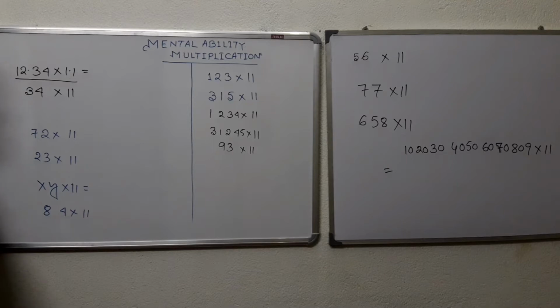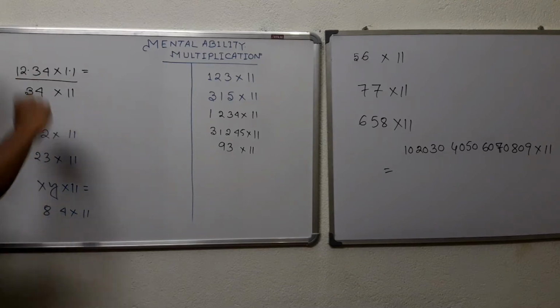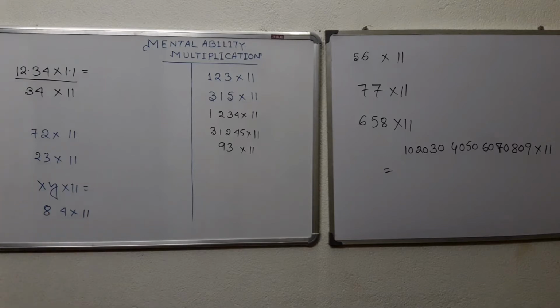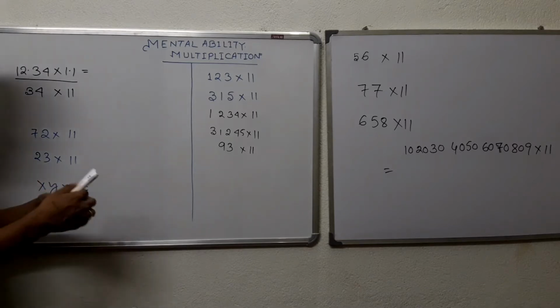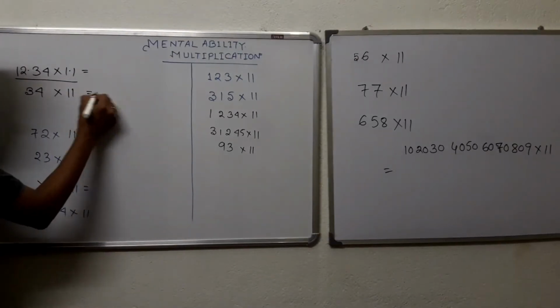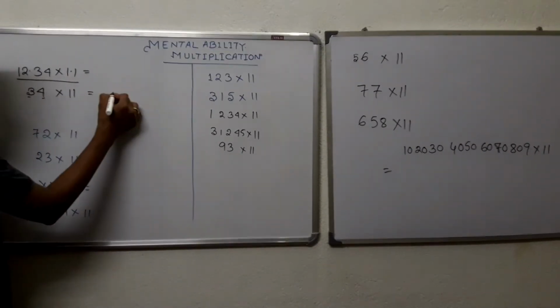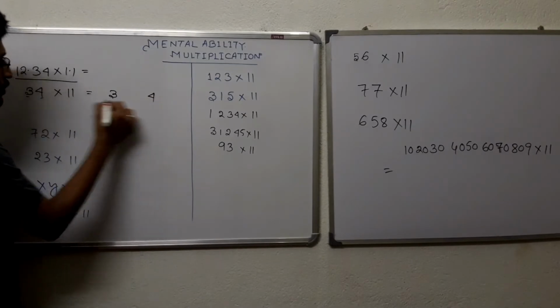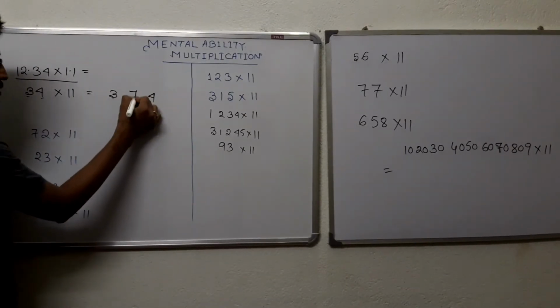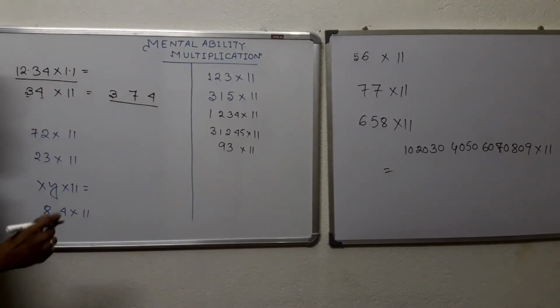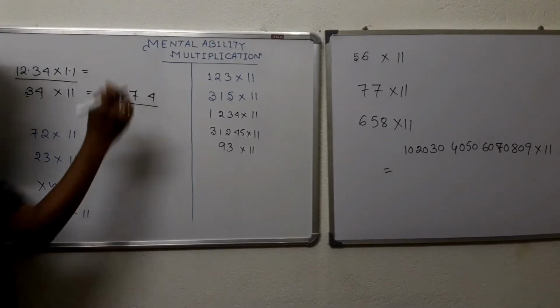So first let's see 34 into 11. Write the first digit and the last digit, 3 and 4, and in between write the pairwise sum, 3 plus 4 is 7. So the multiplication result will be 374, right?